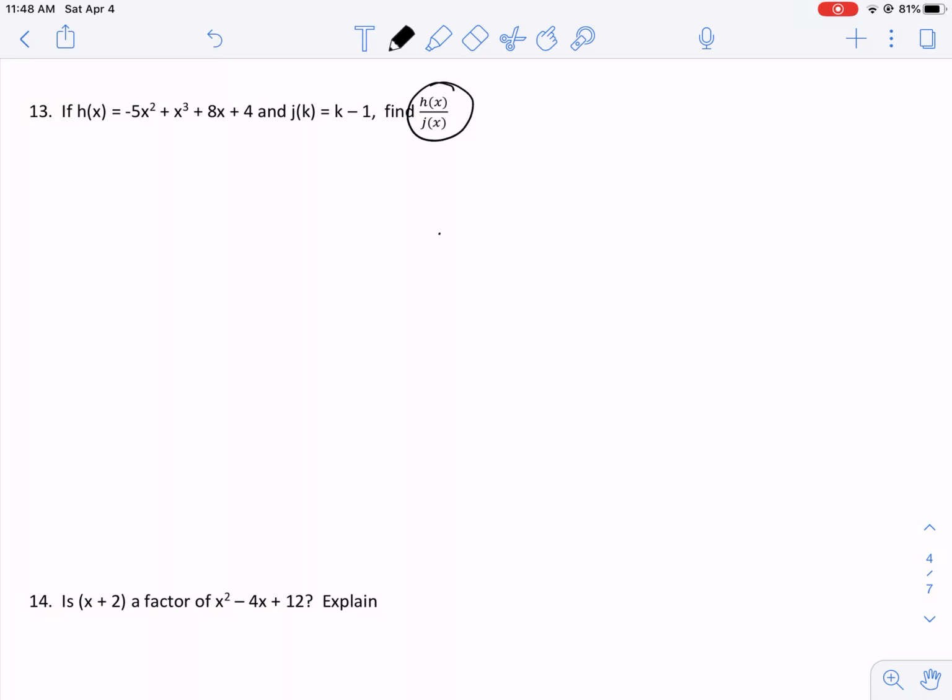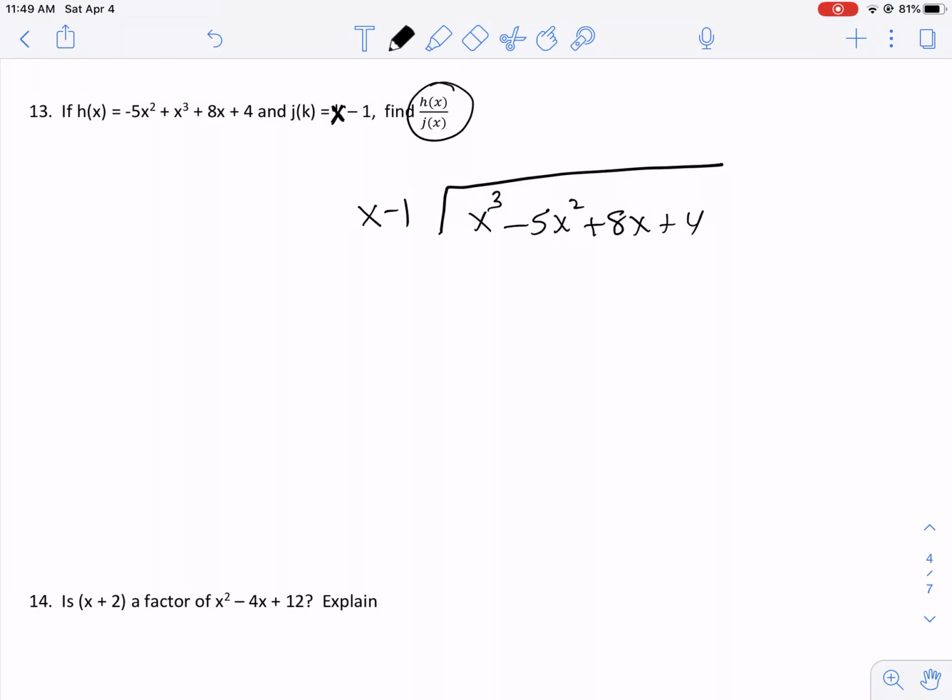Okay, so negative 5x squared. Oops, helps if we put them in order first. How about x cubed minus 5x squared plus 8x plus 4? And we're going to divide it by, that should be an x, not a k. My apologies. X minus 1.